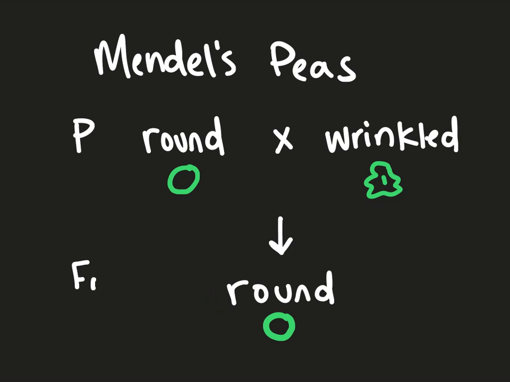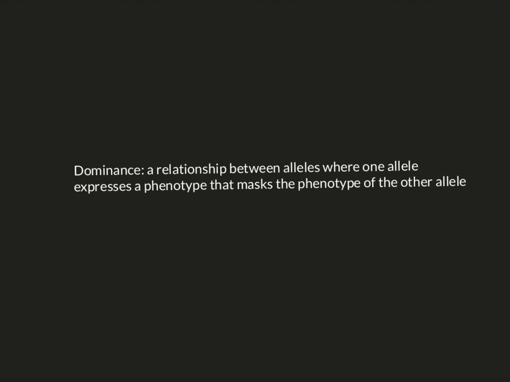It's important to note here that the parental generation of peas were true breeding. That is, when you crossed round to round, or selfed round, you only got round, and the same for wrinkled as well. Yet, when you cross them, you get round, the round phenotype, in the F1 generation. So what we just saw was dominance.